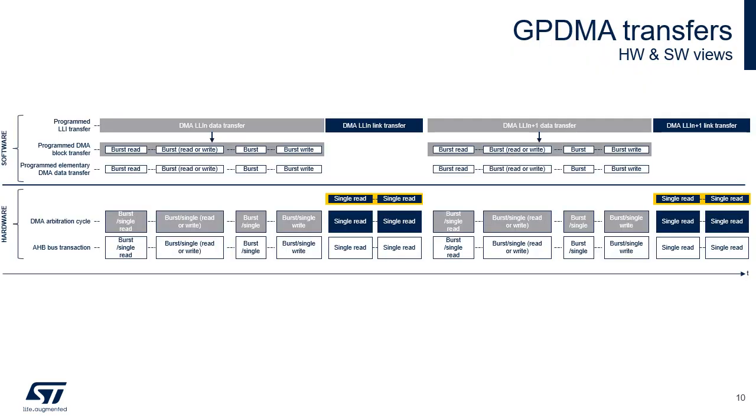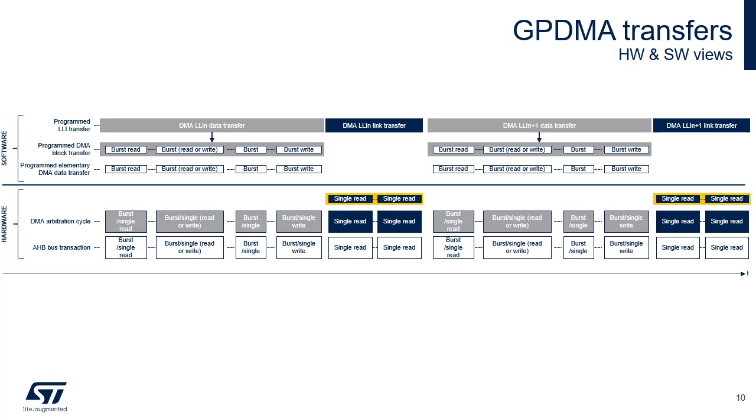This timing diagram highlights the relationship between the software configuration of a channel and the transactions that are generated on the AHB master port. An ongoing GPDMA transfer can be a data transfer, which includes source and destination burst transfers, or a link transfer for the internal update of the linked list register file from the next linked list item. 2 consecutive linked list items, or LLIs, are represented: first LLI number n, and then LLI number n+1.